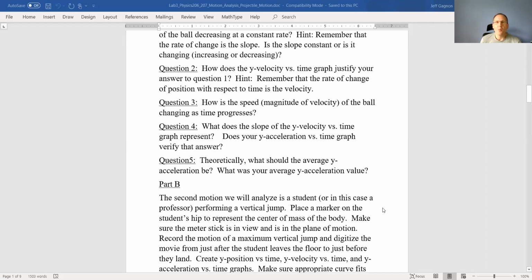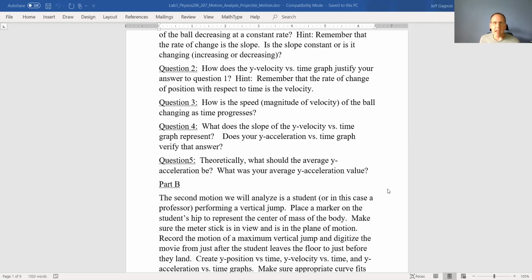Question 4, what does the slope of the y velocity versus time graph represent? So if you understood my discussion of the ball that's thrown up, it's going to be exactly the same answer. Does your y acceleration versus time graph verify the answer? And then question 5, theoretically, what should the average y acceleration be? We've already talked about that. And then what was your value? So you can just record your value. When you hit that sigma button, you get the average, the mean, just record your particular value of the acceleration.